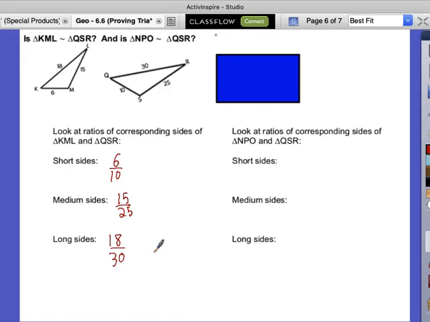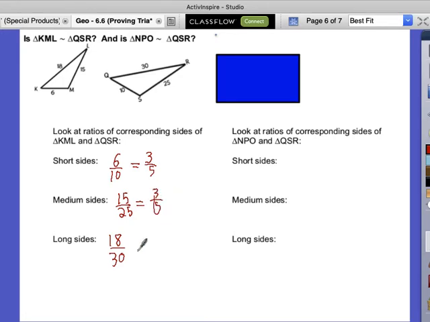So we can simplify each of these. Or another way you can do it, if you're having trouble simplifying, is you can type into a calculator 6 divided by 10, because the fraction's a division problem. And if you get the same decimal for each of these, that's the same thing. But what goes into both 6 and 10? 2, and it becomes 3 over 5. What goes into both 15 and 25? 5. It becomes 3 over 5. Okay, so far so good.